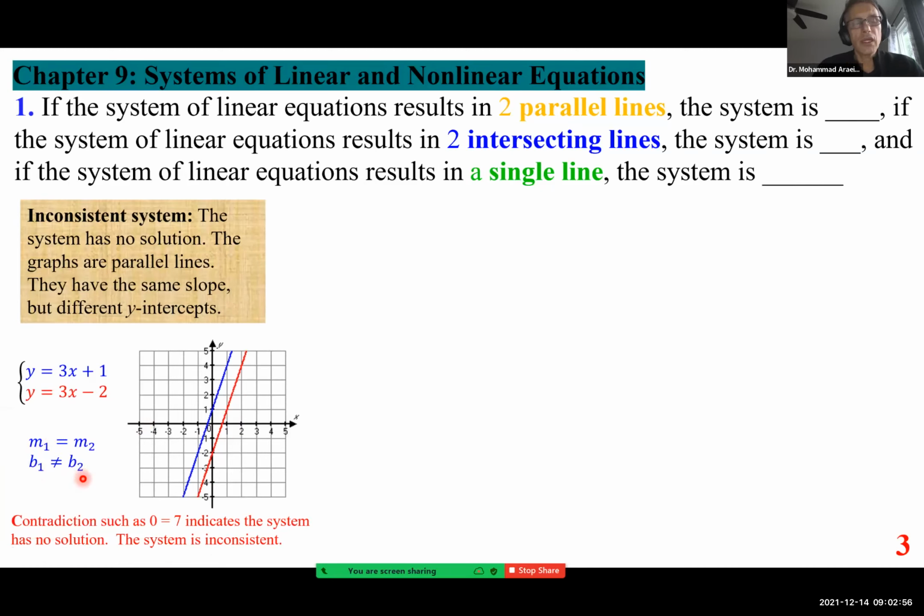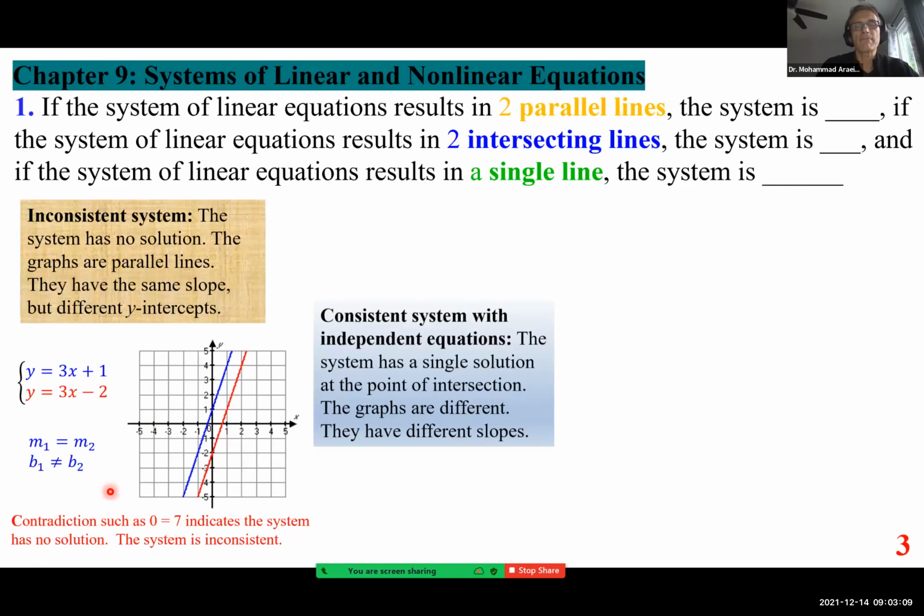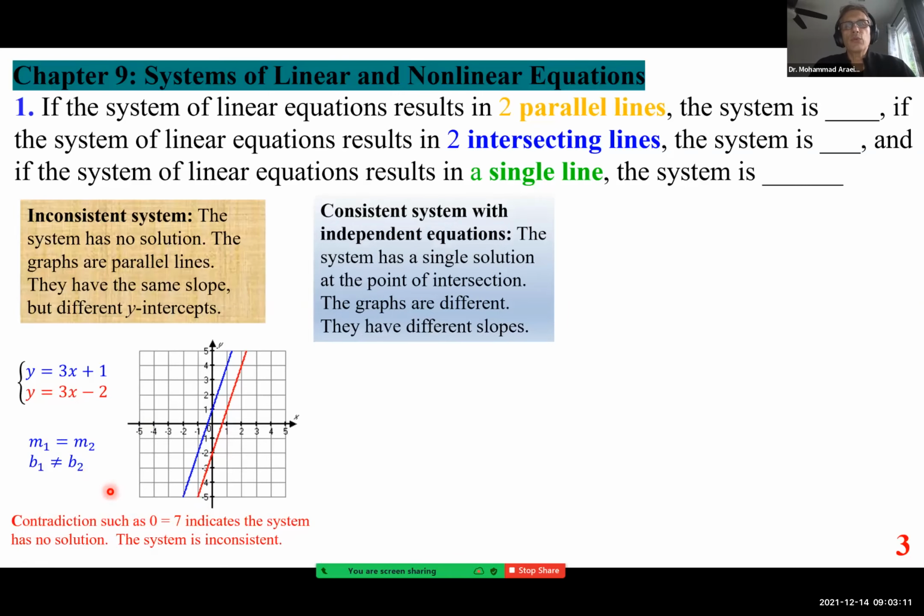Also, if you were to solve it by, let's say, method of substitution or addition, we end up with a contradiction. Example, 0 equals 7, 8 equals 9, things of that nature. So that would be the first one. Two parallel lines, inconsistent system. Two intersecting lines, it's a consistent system with independent equations. The system has a single solution.